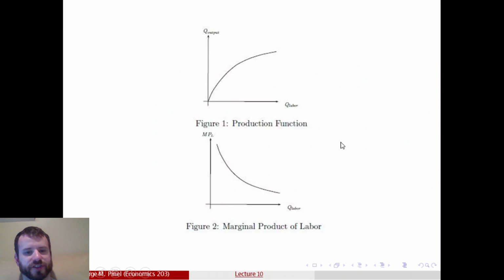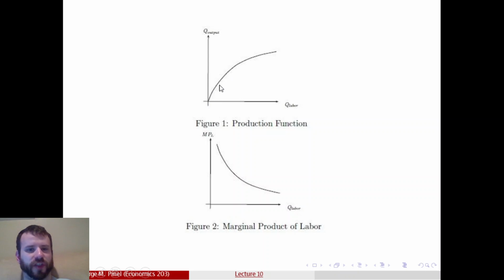Okay. And it tends to look a little bit like this. So this is your total product, your production function. So you have the quantity of your output as a function of the quantity of your inputs. And this is just one input. This is just labor, because you don't want a 3D graph. It'll be more complicated than we need for this course.